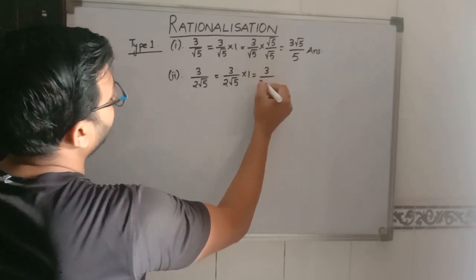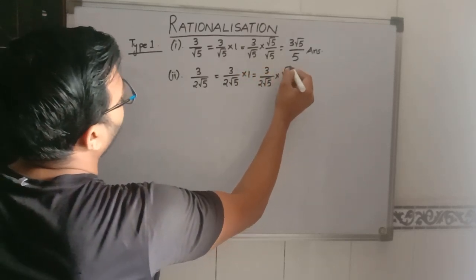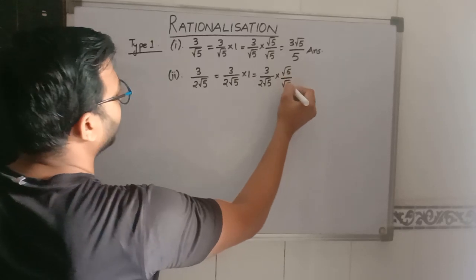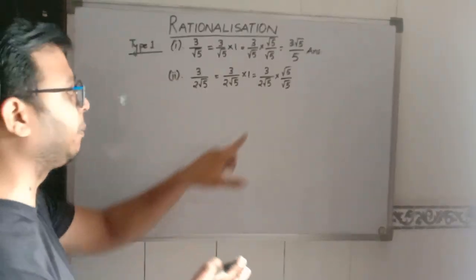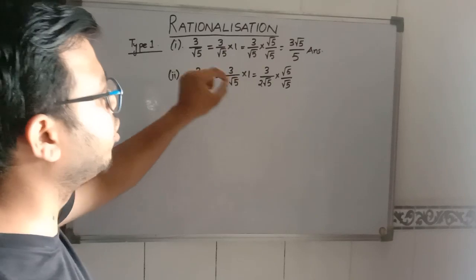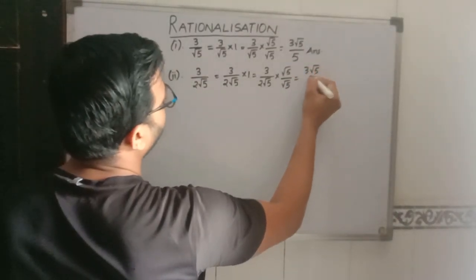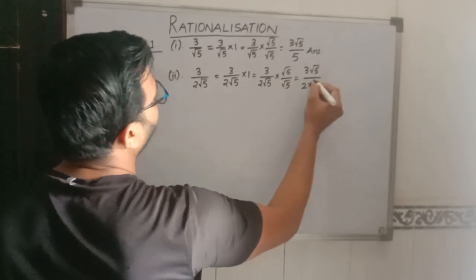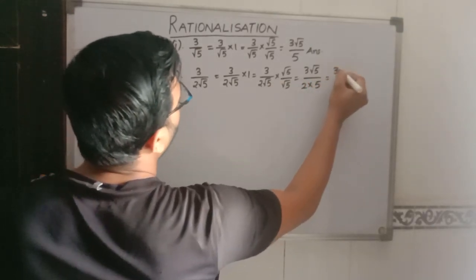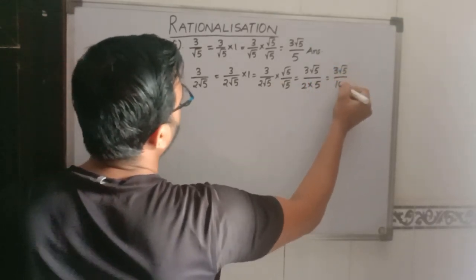Now, the number on which the root is written, we have to multiply and divide by that number only, root 5 only. You do not have to multiply by 2 now, because 2 is not under the square root sign. So 3 root 5 will remain, 2 will remain the same, and root 5 times root 5 will become 5. So the final answer will be 3 root 5 upon 10.